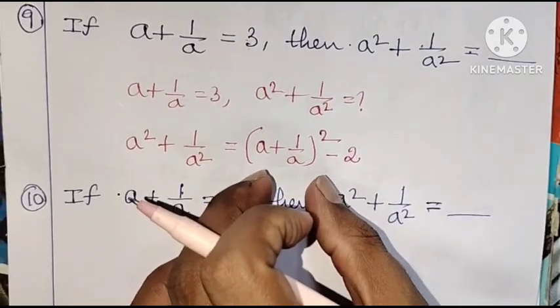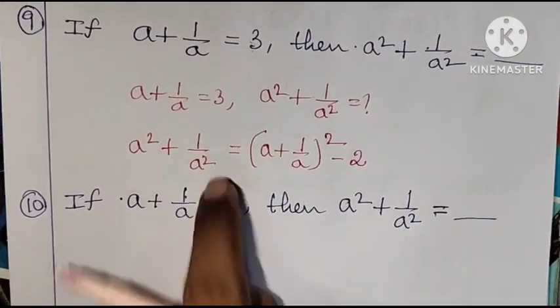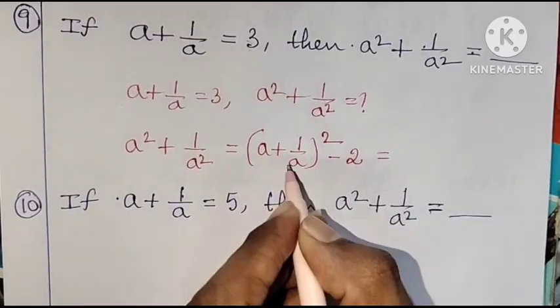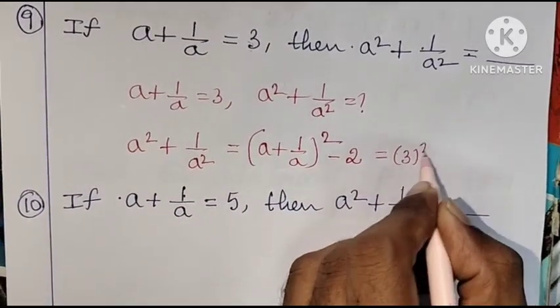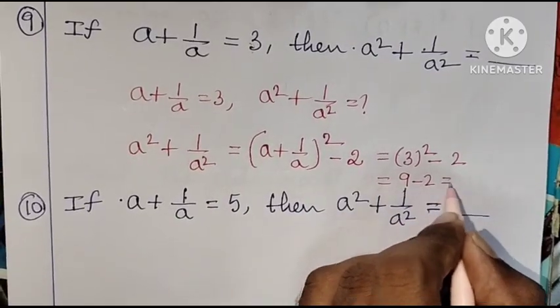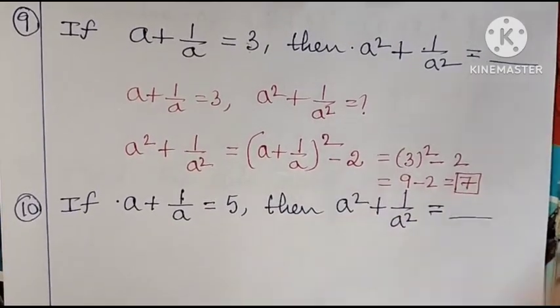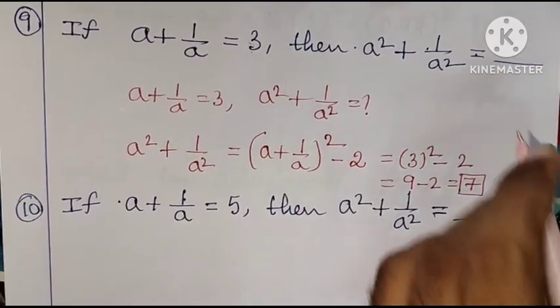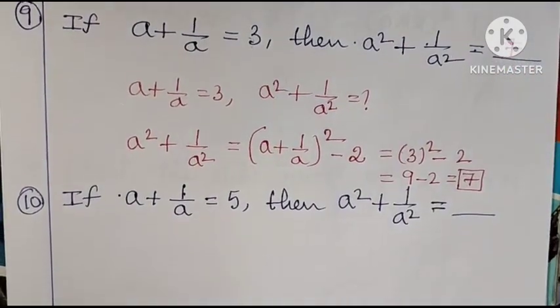And this is the formula for a square plus 1 by a square. Here a plus 1 by a, how much? Already 3 is given. So 3 square minus 2. 3 square value 9. 9 minus 2, 7. So answer is 7. Okay.